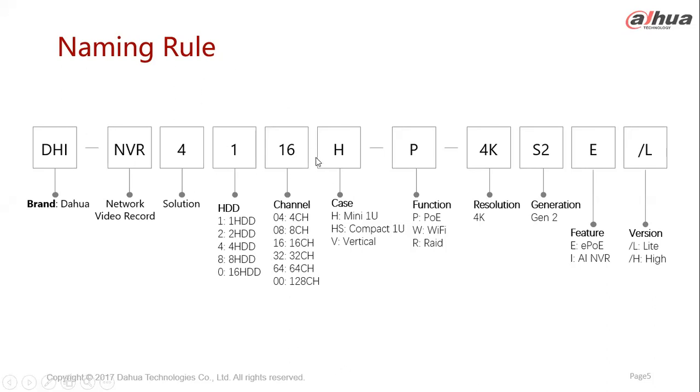After the HDD, we have the number of channels the device supports, even up to 128 channel devices. Then H is the case. This case value helps you know whether you can mount the NVR in a rack or not. We have case 2U, 3U. Depending on the rack that you have, you can use this identification value to know which products you need. At times some clients want an NVR that can be mounted on their racks.